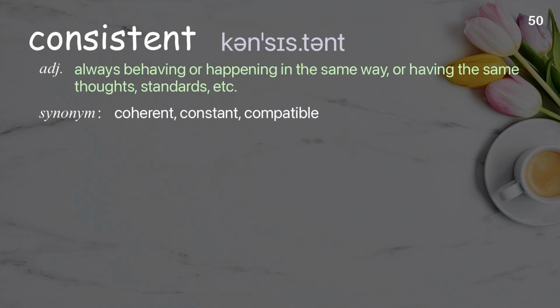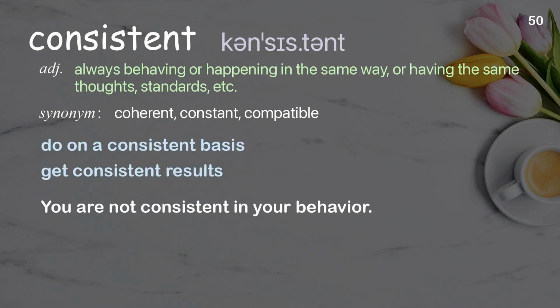Consistent: always behaving or happening in the same way, or having the same thoughts, standards, etc. Examples: Do on a consistent basis. Get consistent results. You are not consistent in your behavior.